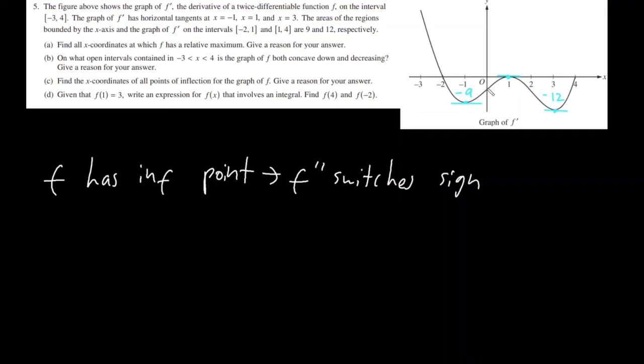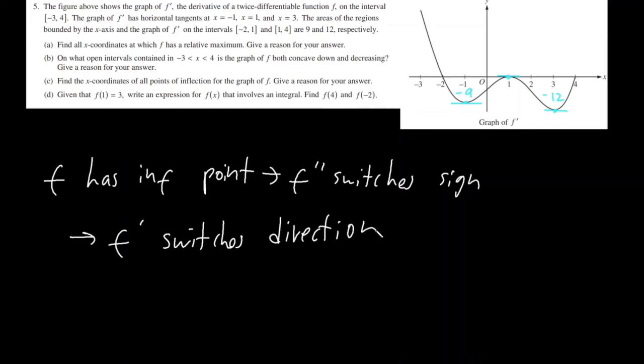So the second derivative switches sign at x equals 0 here. But ignore that because we're looking for the inflection points of f, not the inflection points of f prime. Okay, so we want to figure out where f double prime switches sign. If f double prime switches sign, what does that tell me about f prime? Well, that means that f prime switches direction.